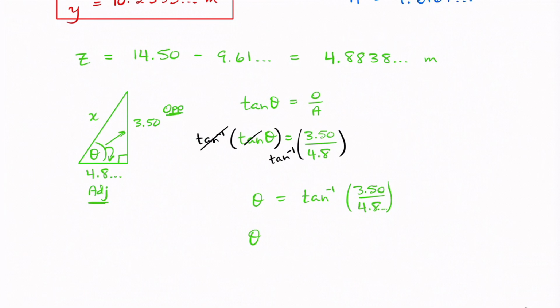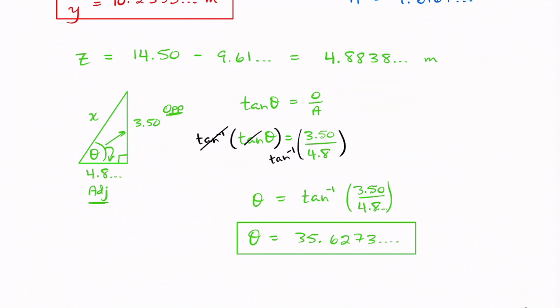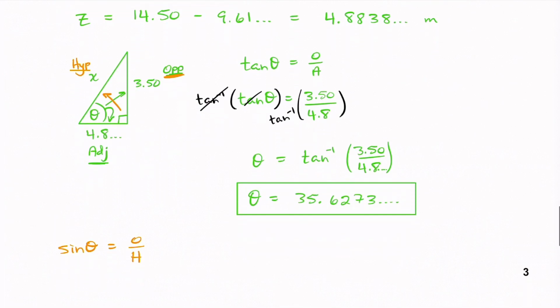Okay, so when I put that into my calculator, assuming I didn't round, you're going to get 35.6273. So I got theta now. The last thing I needed to find was I just need this X here. Okay, and to find X, that is across from the 90. That is the hypotenuse. So I can use that. And let's say we use this O here. So that's going to be O and H. So I'm going to use sine. So sine is O over H.